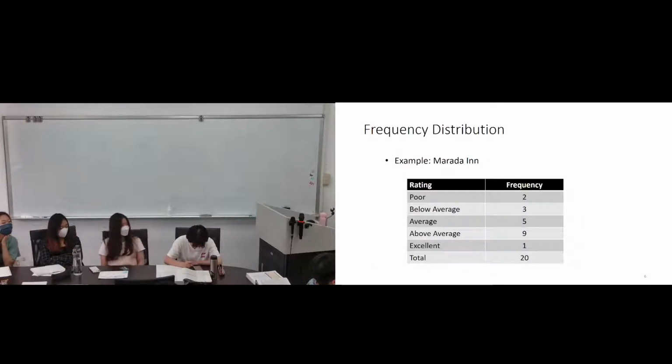Then we can use a frequency distribution. This is a table of the frequency distribution. According to the Miranda Inn rating information, we surveyed 20 guests and divided the ratings into five categories: poor, below average, average, above average, and excellent. Two said poor, 3 below average, 5 average, 9 above average, 1 excellent. So this is the frequency distribution.